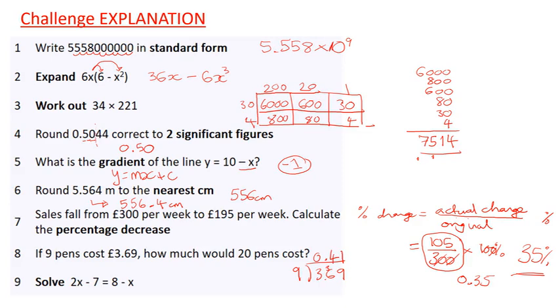So then we want to do 41 pence times 20. So 0.41. Well, if I times it by 10, it would be £4.10. Times it by 20, it would be £8.20.